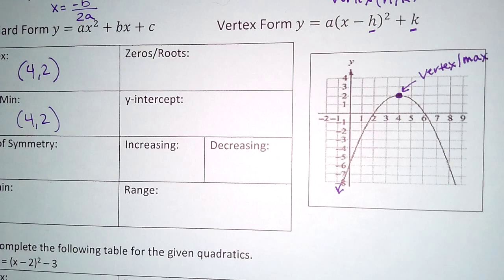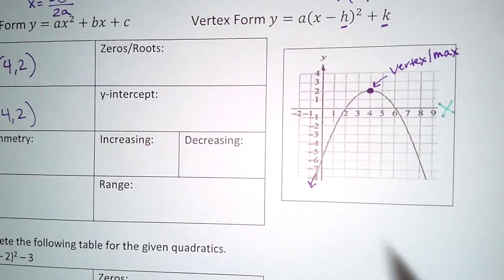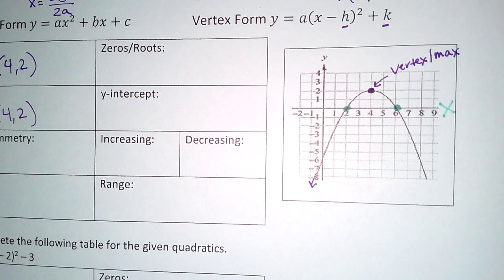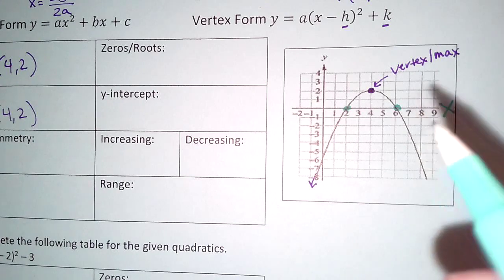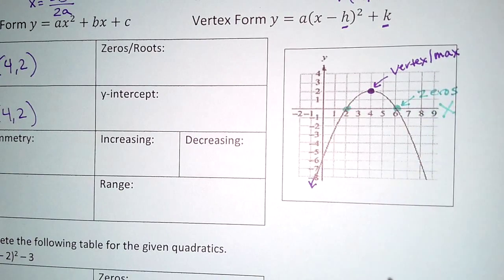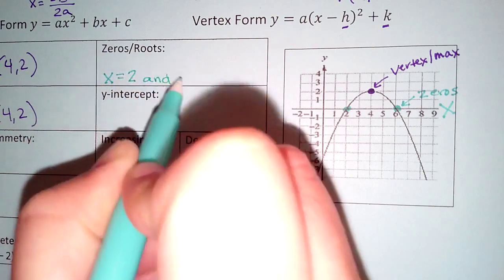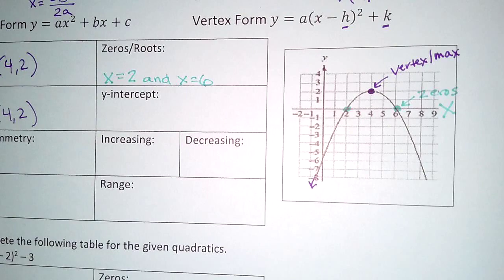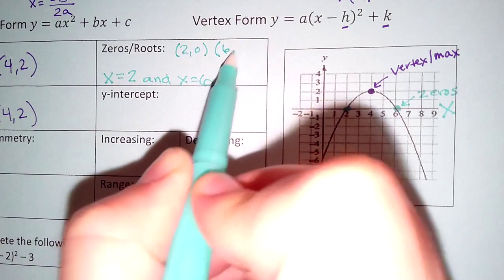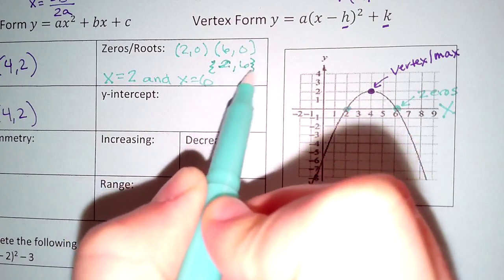Roots, x-intercepts. So that's where does it hit the x-axis? So at 2 and 6. Okay, so for these, let's label these zeros. I'm okay if you say that this is x equals 2 and x equals 6, or if you wrote these as 2, 0 and 6, 0, or a squiggly bracket 2 and 6.